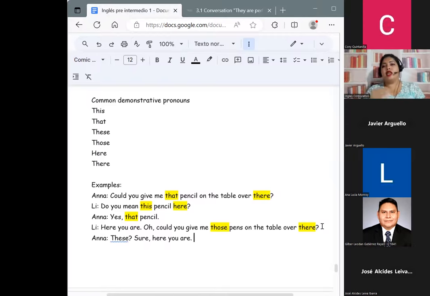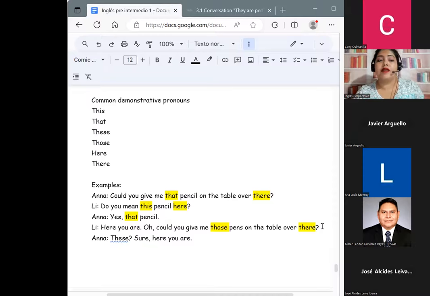Okay, you can see it's a very basic conversation. We are not having a really long conversation. We are just talking about something that we have in that moment. And in this case, we need to be very clear about the use of these words. Aquí tenemos el uso de esas palabras en una conversación común y corriente que podemos tener en cualquier momento cuando estamos trabajando. Pásame esos lápices o pásame esos papeles que están allá, o podría darme estos o estas revistas. So in that case, we are having this kind of conversation.